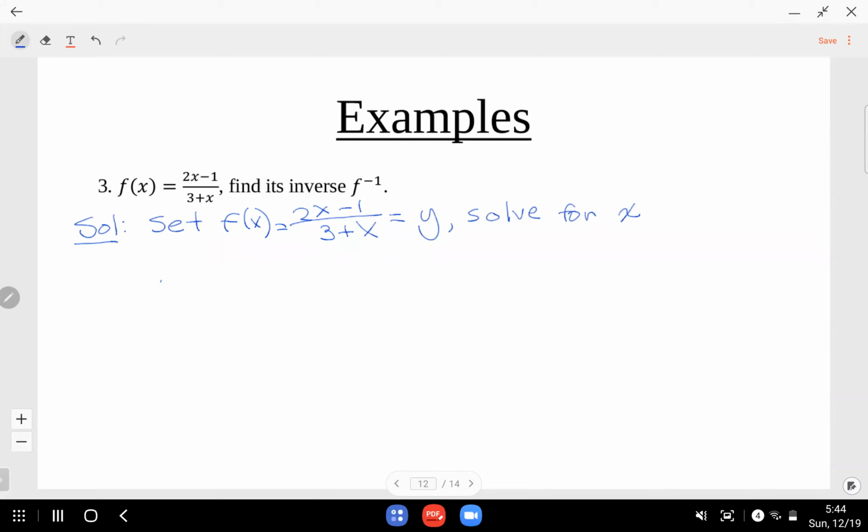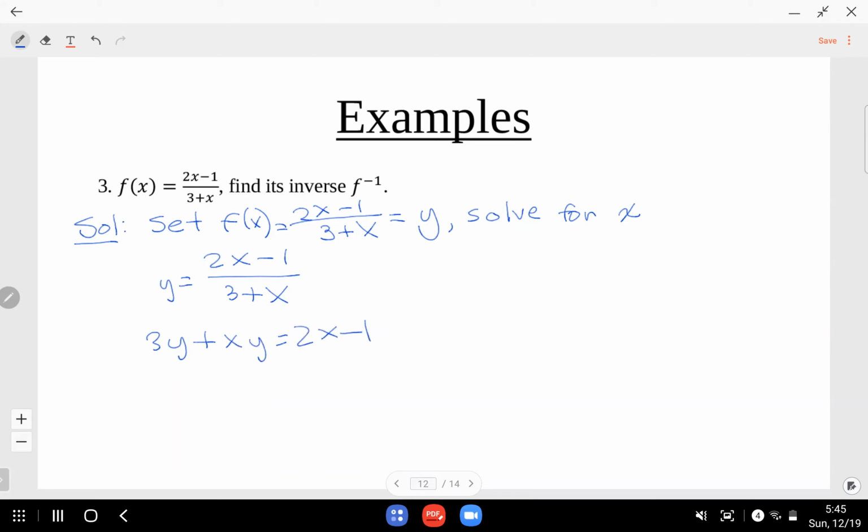So if we set y equal to 2x minus 1 over 3 plus x, we can just cross multiply, right? We get 3y plus xy is equal to 2x minus 1. And this is like a literal equation, right? We now need to solve this.